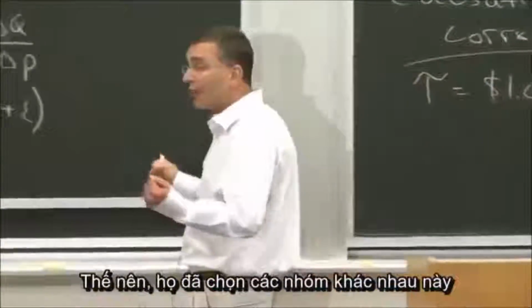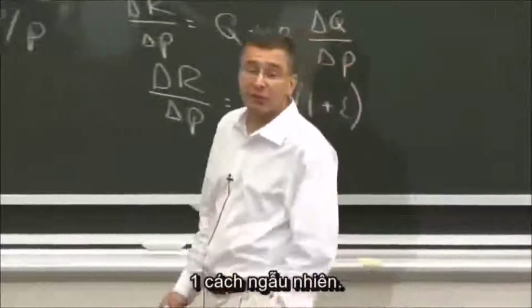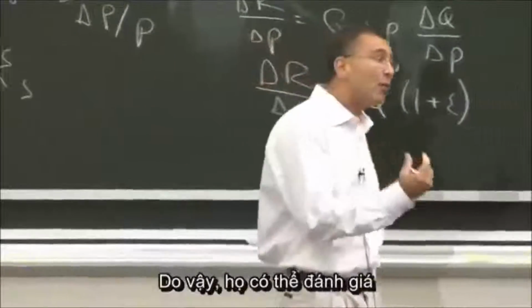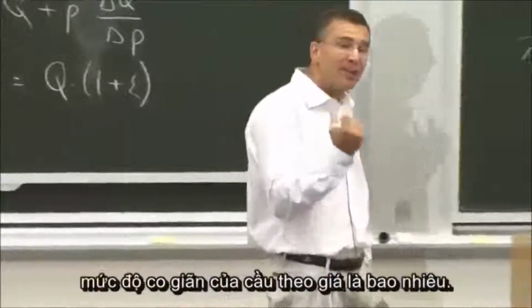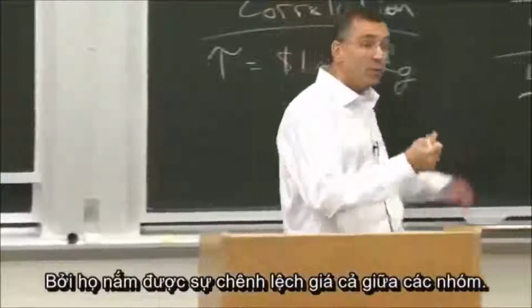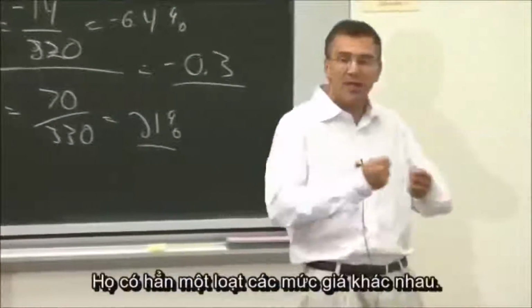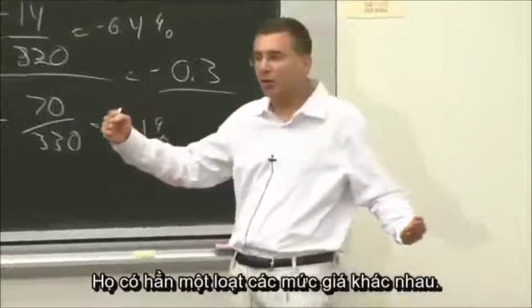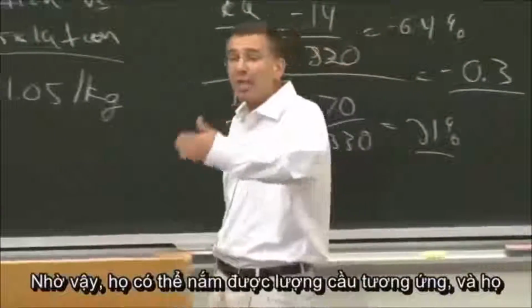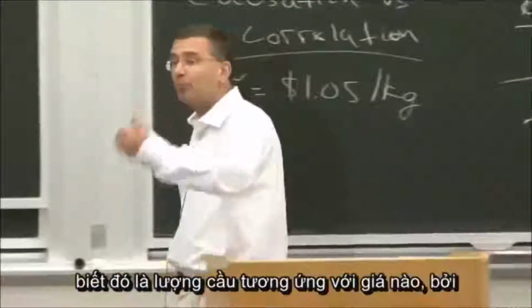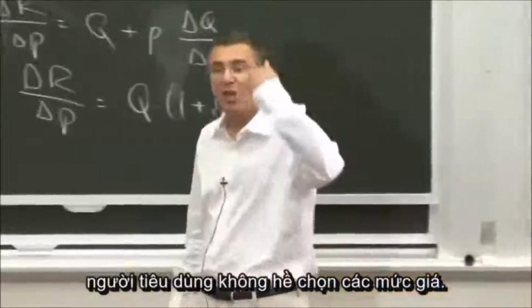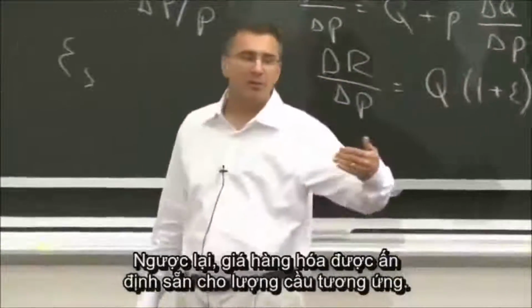Okay? So they essentially randomized across these different groups. And therefore, they could assess what the price elasticity was, because they knew the price difference between groups. For one, the price was 0. For one, the price was 1. They actually had a range of prices they varied it across. They could look at the quantity response, and they knew that was the quantity response to the price because people weren't choosing their prices. The prices were being assigned to them.